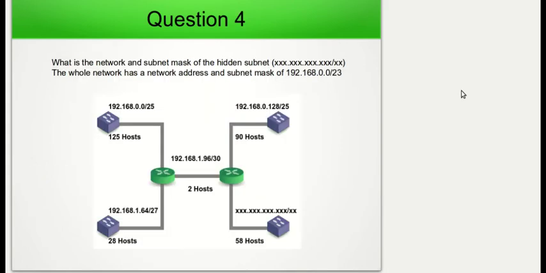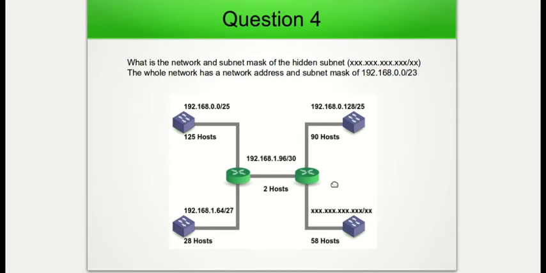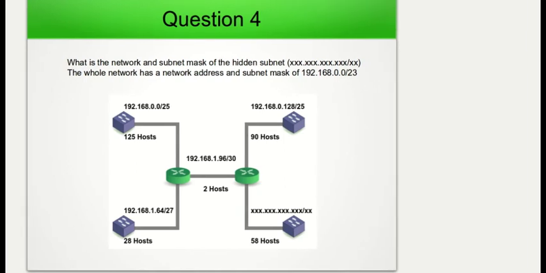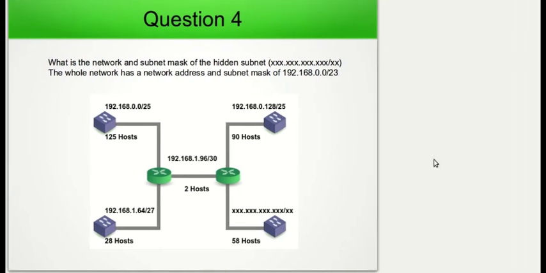Question 4. What is the network and subnet mask of the hidden subnet? So what is the network and subnet mask of this segment over here? The whole network has a network address and subnet mask of 192.168.0.0/23. So again, pause the video, try to go through the question yourself. Then once you've gone through the question yourself, play the video and I'll show you my answer.